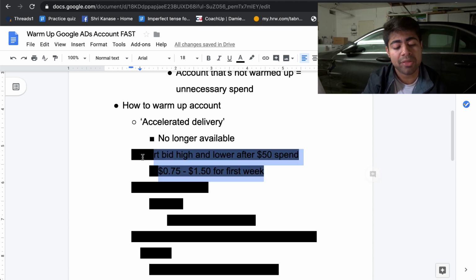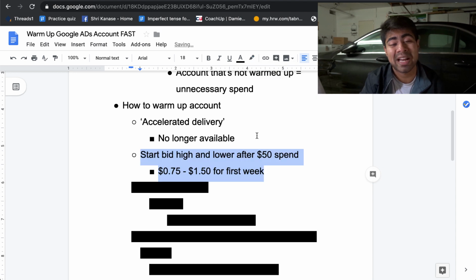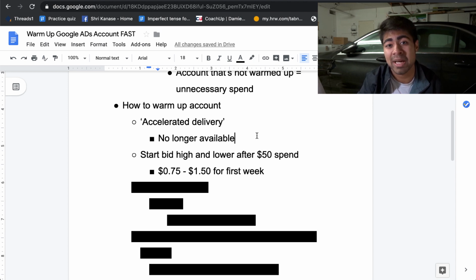But the number one method which I use all the time is related to bidding itself. So what I normally do and what I always recommend is that you start your bid high and then lower after about $50 to maybe $100 max spend. Now this is contrary to what a lot of other YouTubers who do Google ads mention. They mention that it is always best to start with a low bid, but I don't think that, especially if you want to warm up your ad account fast so that you can actually become profitable. Because a low bid will usually lead to about 2 weeks to maybe 5 weeks of optimization period. And we want the optimization period to end earlier, so we want profit.